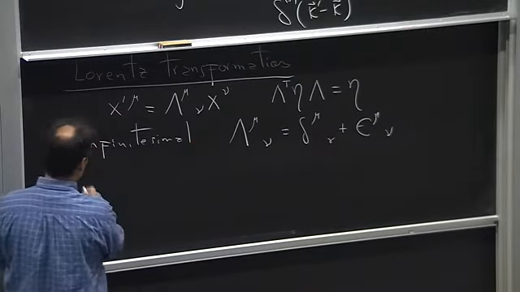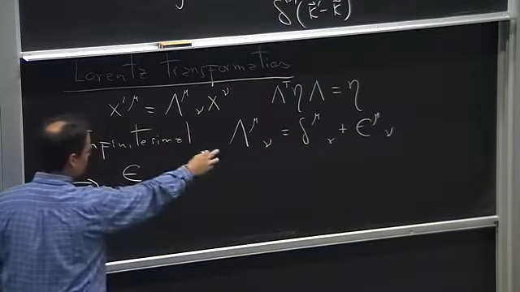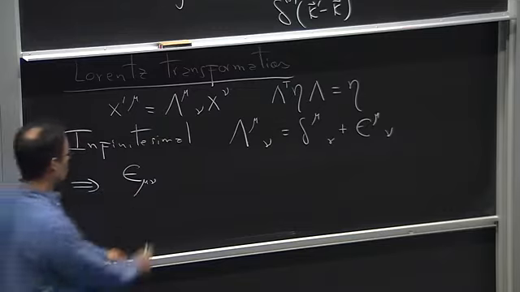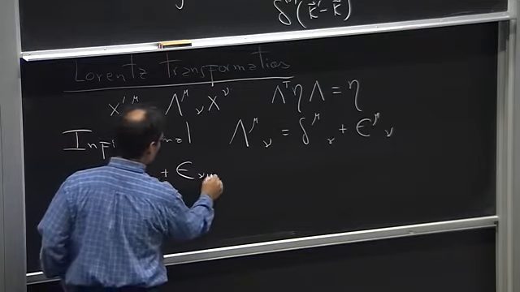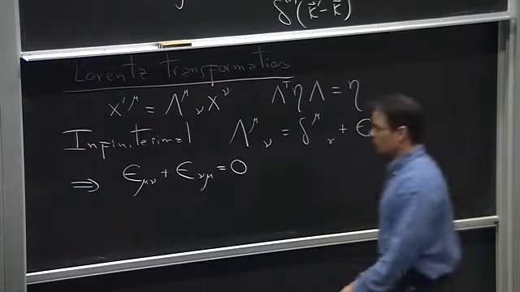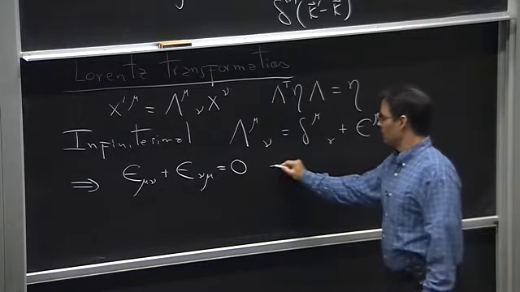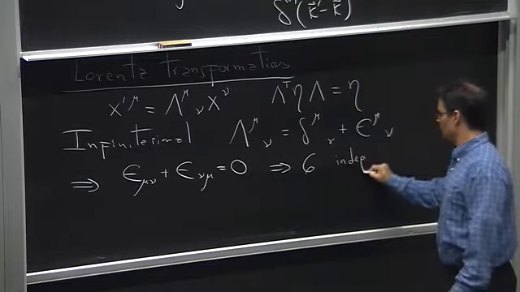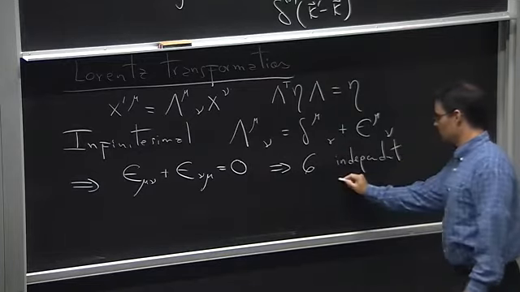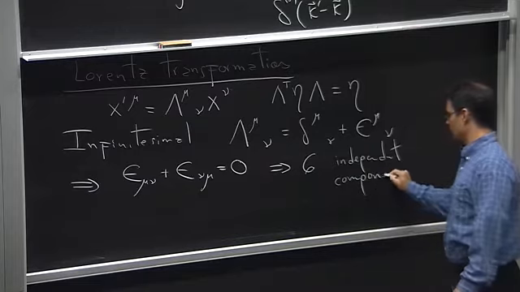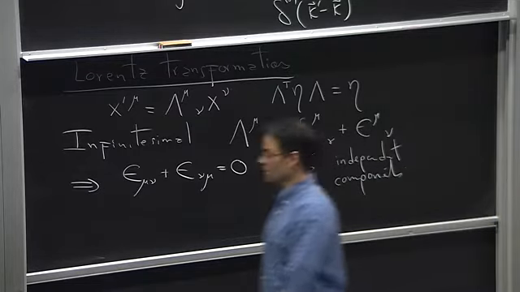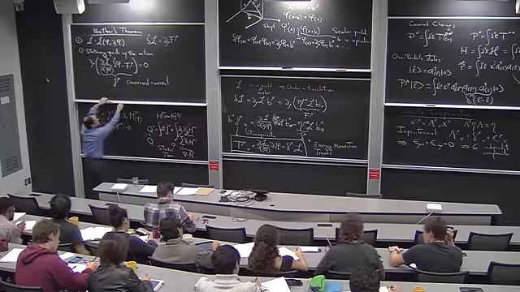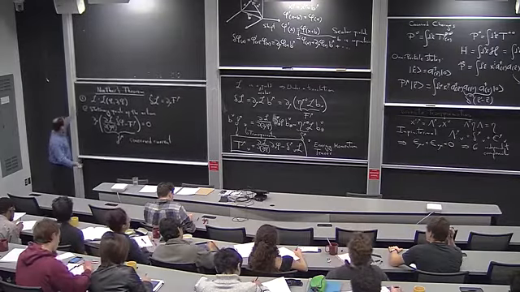So this condition implies that this infinitesimal object, once you lower the index using the metric, has to satisfy this condition. It's a 4x4 antisymmetric matrix, and this implies that there are 6 independent components. So if there are 6 independent components, we should expect how many conserved charges or conserved currents? We should expect 6 as well.